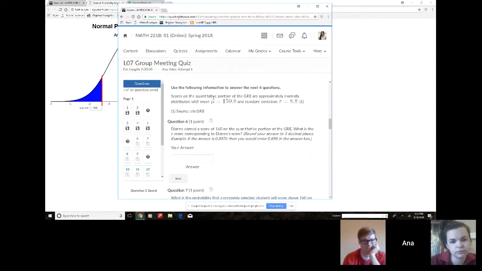Scores on the quantitative portion of the GRE are approximately normally distributed with a mean of 150.8 and a standard deviation of 8.8. So, 150.8, 8.8, and then it is a normal distribution.